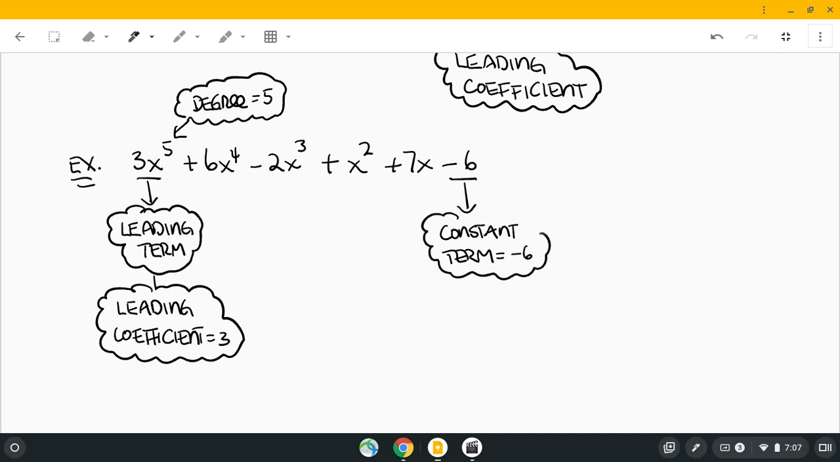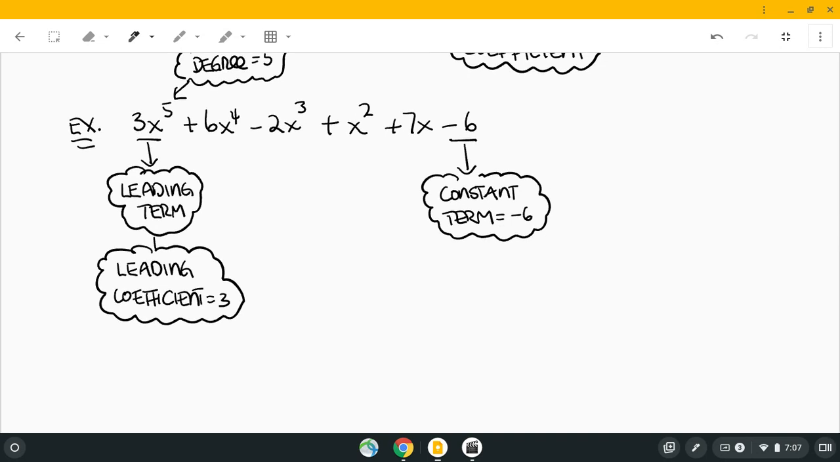And the other coefficients would be the ones that we did not mention yet. So that would be positive 6, negative 2, positive 1. If you don't see a number there, it's understood to be a 1, taking the sign of the term. So that's positive 1, positive 7, and we already talked about negative 6. So the other coefficients are positive 6, negative 2, positive 1, and positive 7.